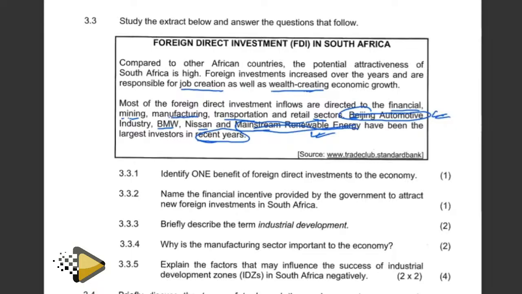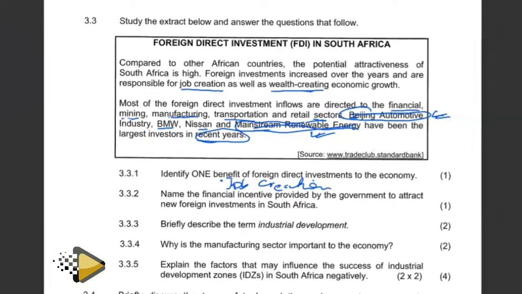So now let's check the first question. It says, identify one benefit of foreign direct investment to an economy. One of the benefits is that there is going to be job creation. That can be one of the advantages.